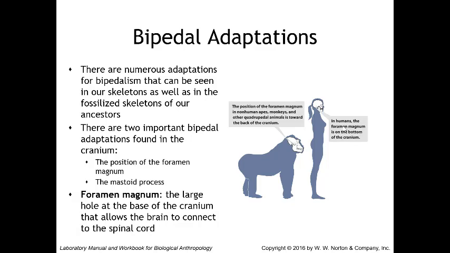So, two important bipedal adaptations found in the cranium. The first is the position of the foramen magnum, and the second is the mastoid process. So remember, the foramen magnum is the large hole at the base of the cranium that allows the brain to connect to the spinal cord.